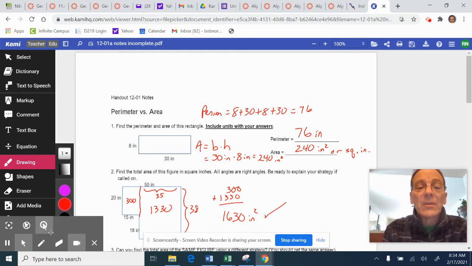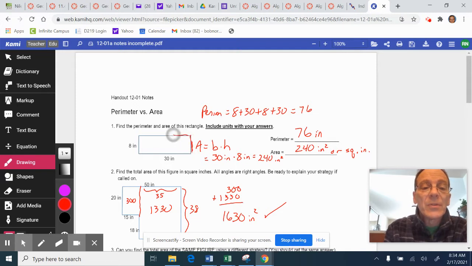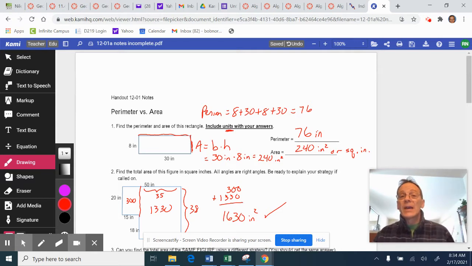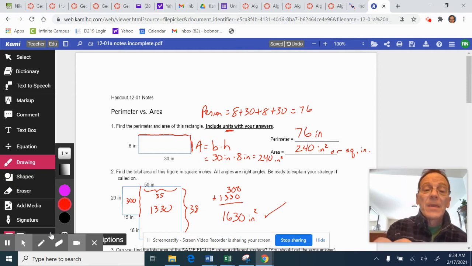Since this is a rectangle, this side would also be 8 here, and this side would also be 30. So you add a couple of 8s and a couple of 30s, and you get 76. I asked for units with the answers. So this would be 76 inches on a quiz or a test. If I ask for units and you don't include them, you're going to lose credit, right?